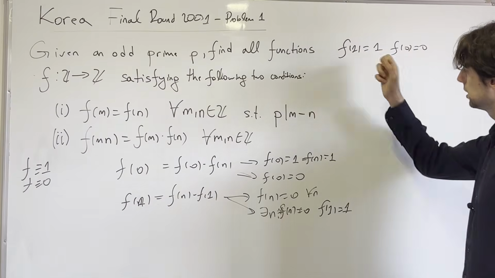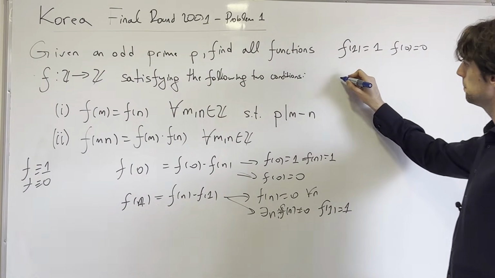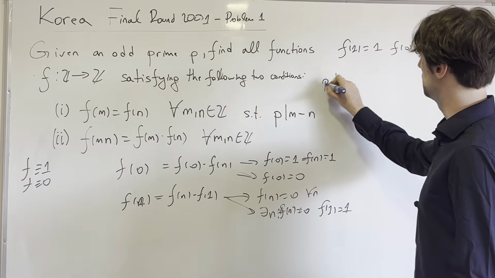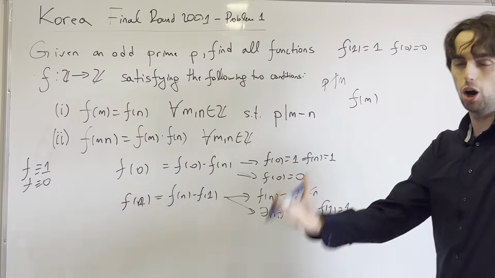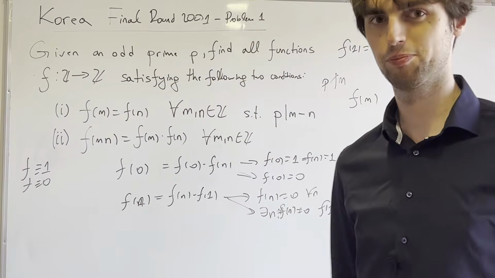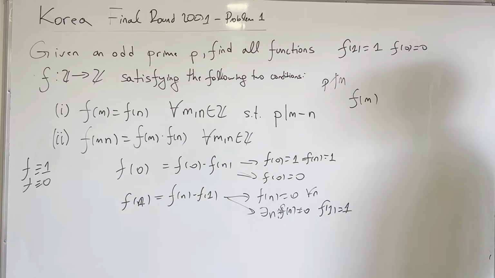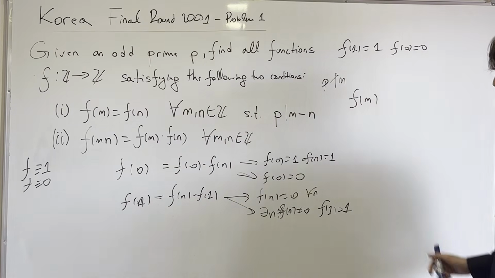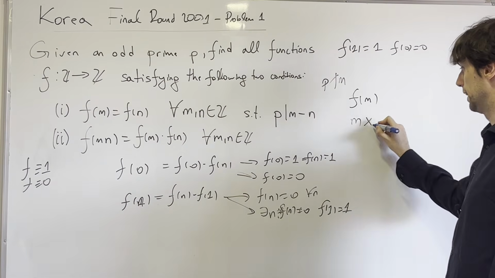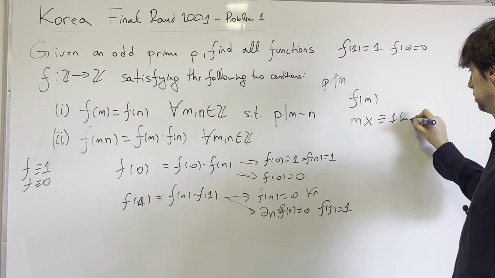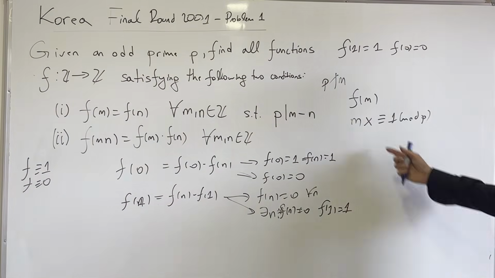Well, we have things which are congruent to 1. So let's say we have some m that is not divisible by p, and we're looking at what f of m can be equal to. Okay, pause for 2-3 minutes and think about what are the possibilities for this. And if you think about it, well, for m, there's an x such that m times x is congruent to 1 modulo p, right? Why does such an x exist?